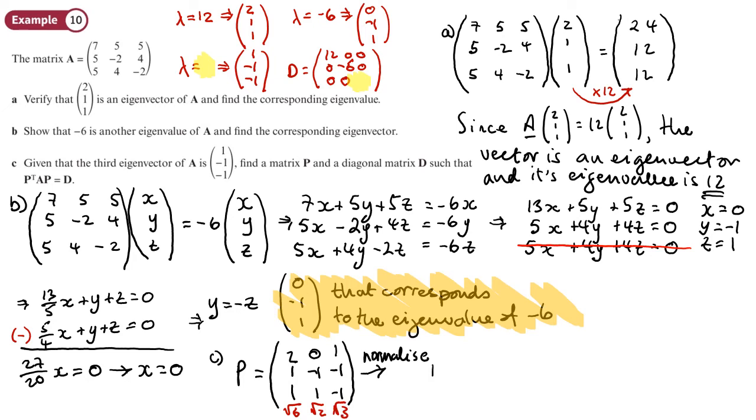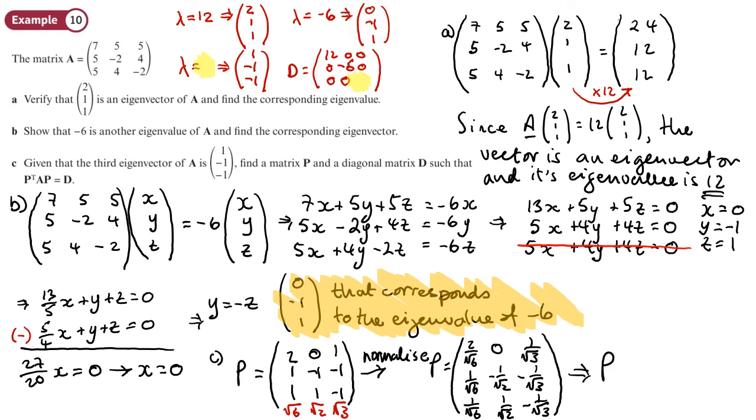So my normalized matrix for P is going to be 2 over root 6, 1 over root 6, 1 over root 6. Second column, 0, negative 1 over root 2, and 1 over root 2. And then the last column will be 1 over root 3, negative 1 over root 3, and negative 1 over root 3 again. So that's my matrix P. Then I'm going to do P transpose, which is swapping the rows and columns.